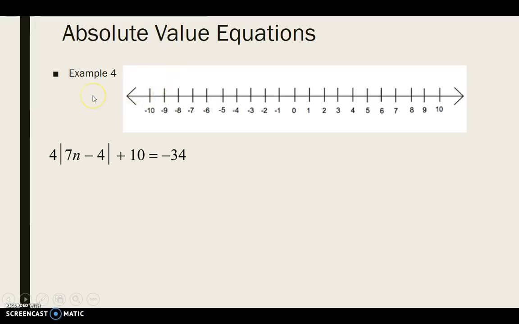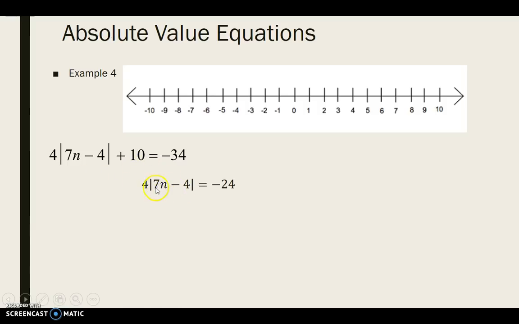Okay, so let's take a look at example 4. It's a little more complicated, but not a ton of extra work. Again, in the last example, we said that we need to get the absolute value completely isolated so that we know we want absolute value equals whatever number on the right side. We need to know the distance from 0 that we are working with. So in order to isolate this, I need to undo all the math around it. That's, again, the reverse order of operations. So I'm going to subtract 10 from both sides to start.